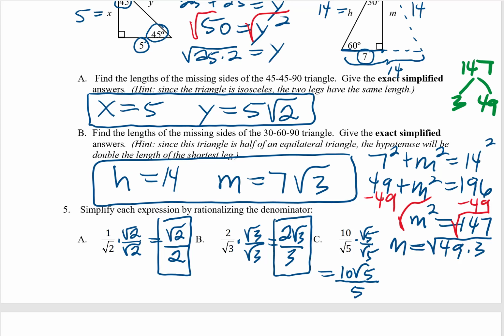This time, I do have some simplifying I can do at the end because 5 goes into 10 twice. I can't touch the 5 on the inside of the radical there. This isn't even a fraction. I end up here with simply 2 square root 5.